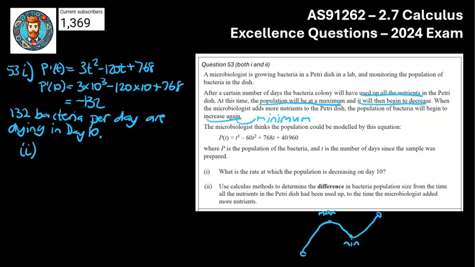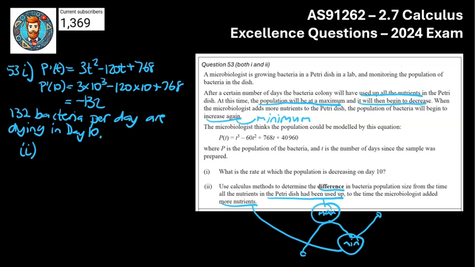This one took me a while, it took me a few reads to get it, and hopefully I'll be able to break it down for you as well. Basically, use calculus methods to determine the difference. Straight away, difference means I'm finding two numbers and subtracting them. In bacteria, from when they had their dish being used up, remember, we were told that was the maximum, to the time they added more nutrients, and again, remember, that was when the minimum occurred.